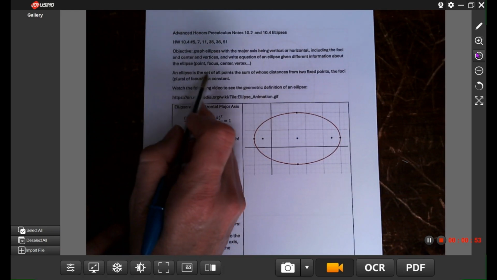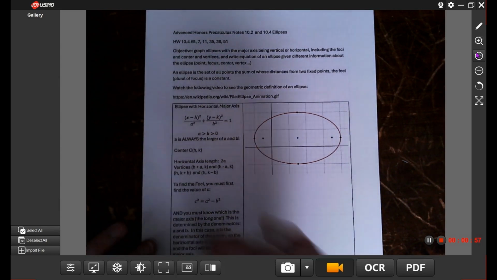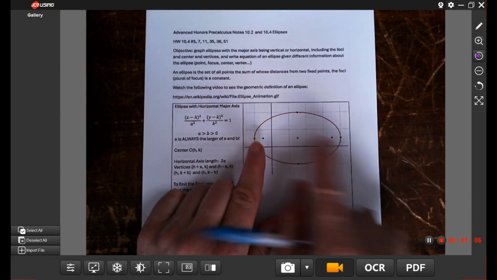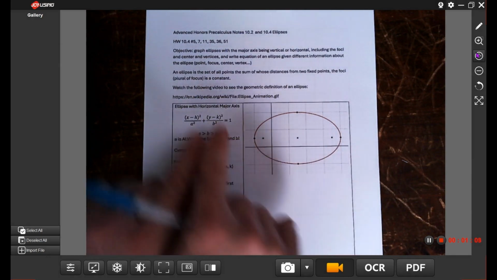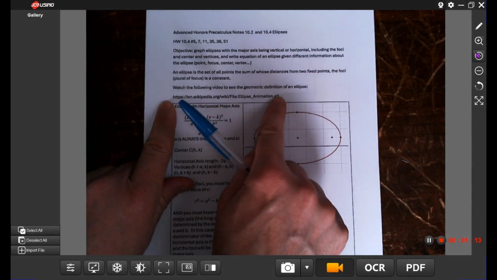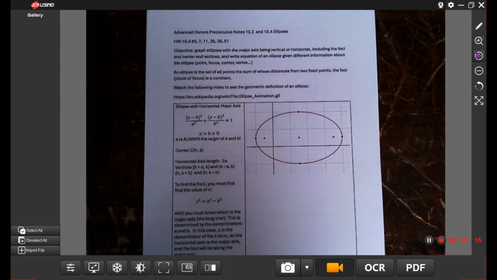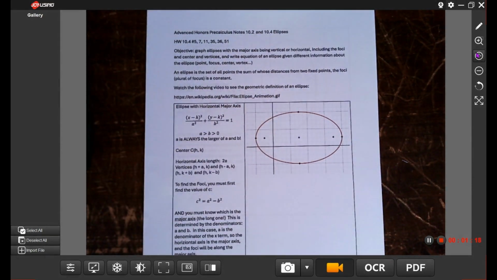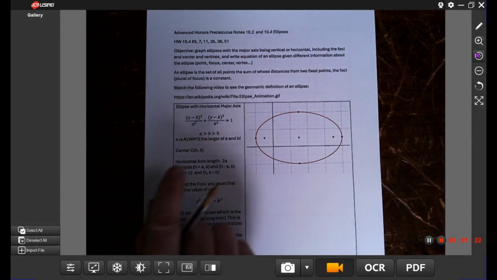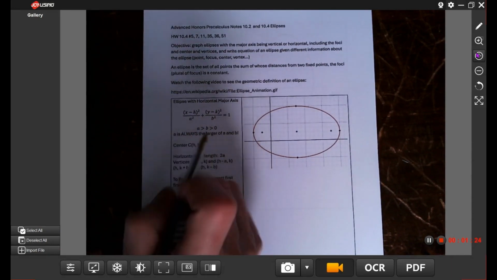Geometrically, an ellipse is the set of all points, the sum of whose distances from two fixed points called the foci is a constant. So in this example, these are the foci. And the point on the surface of the ellipse is a constant. It's hard to illustrate here with my fingers, so I strongly encourage you to go to this link, just copy and paste it into your browser, and it's a really nice animation that shows you the geometrical definition of an ellipse. So now we're going to talk about all the things.